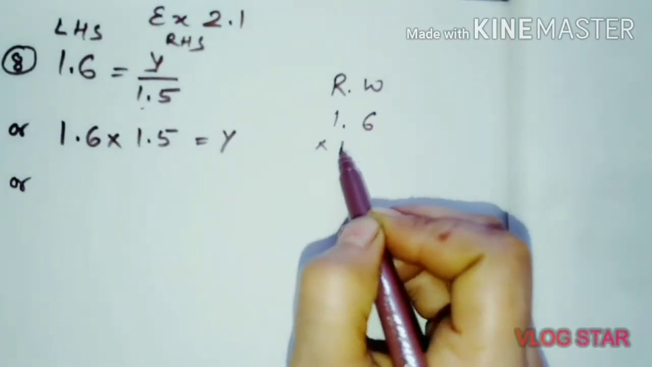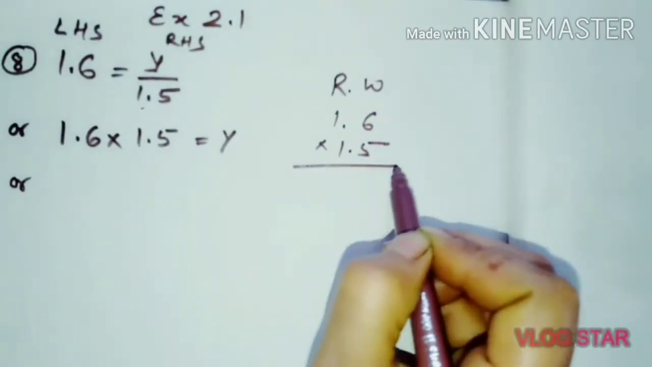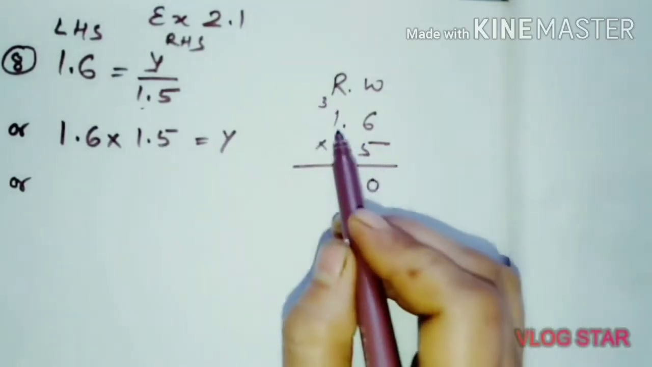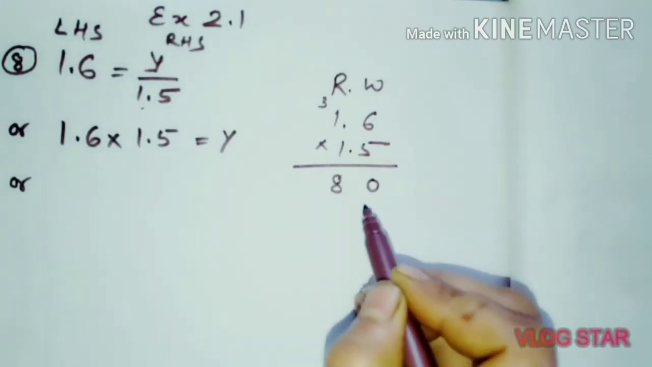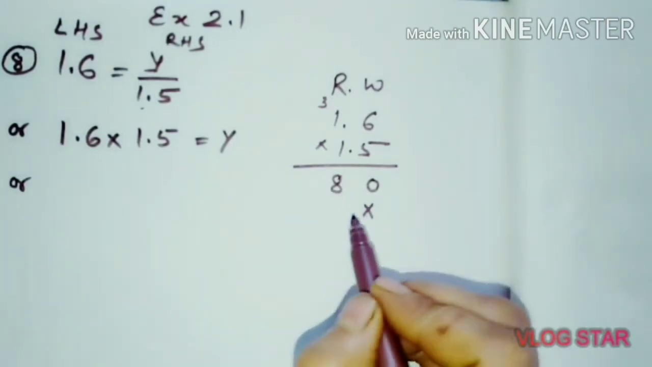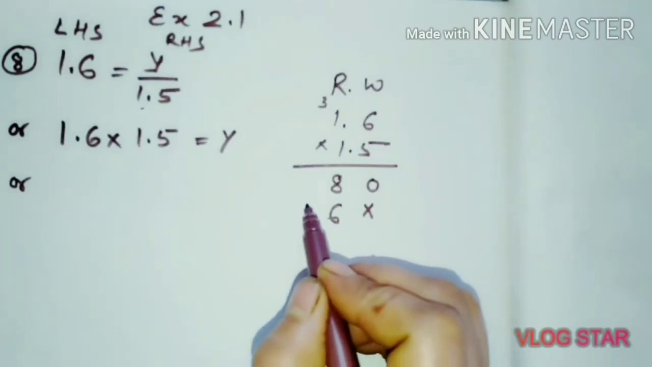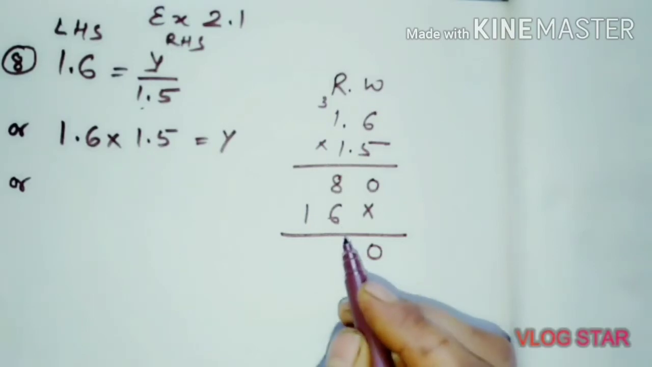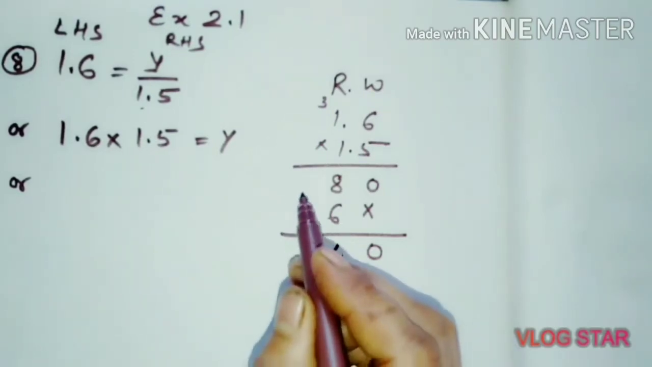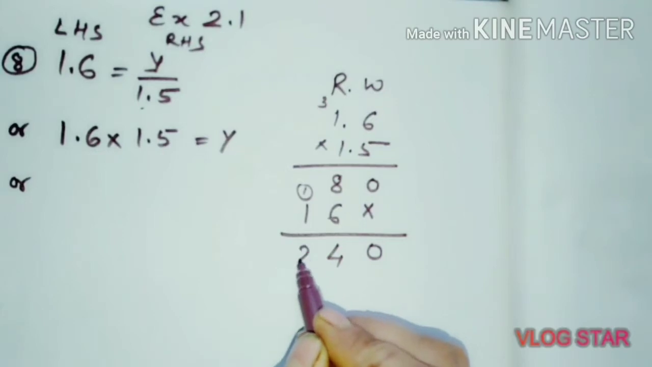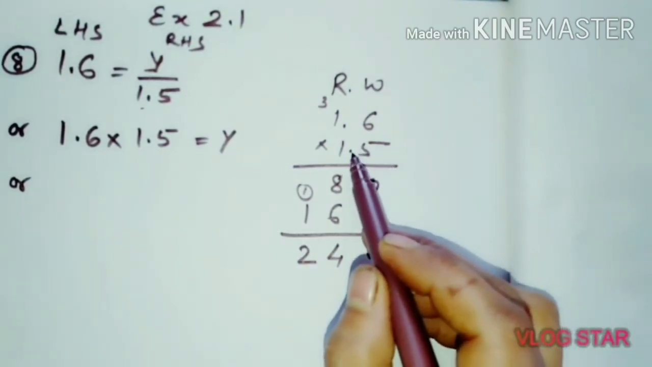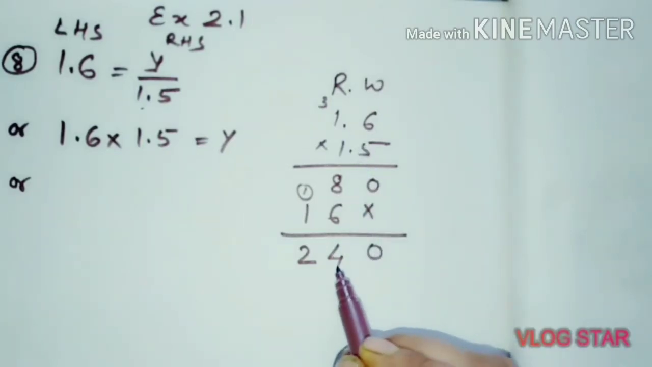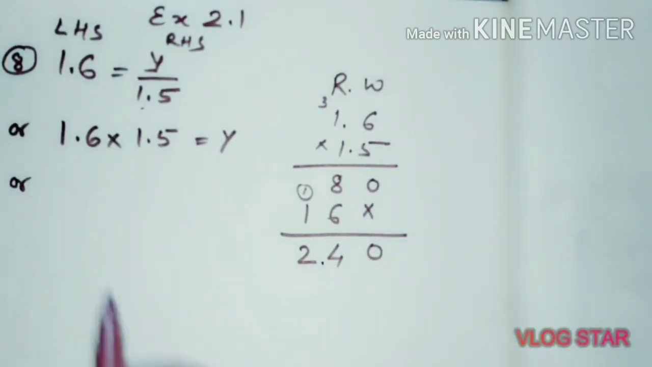1.6 into 1.5. 5 6s are 30, 3. 5 1s are 5, plus 3, 8. So put a cross over here. 6 and 1. 0. 8 plus 6, 14. 4, carry 1. 1 plus 1, 2. And there are 2 decimal points, one in this and one in this, so you have to put the decimal point here, 2.40.